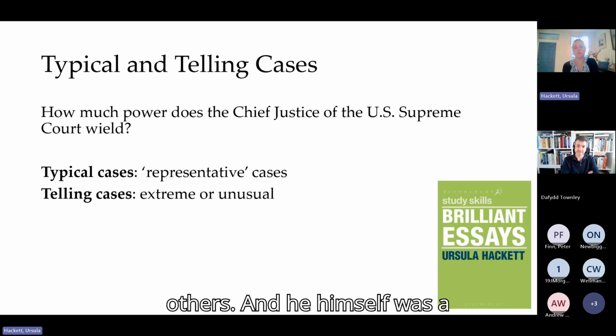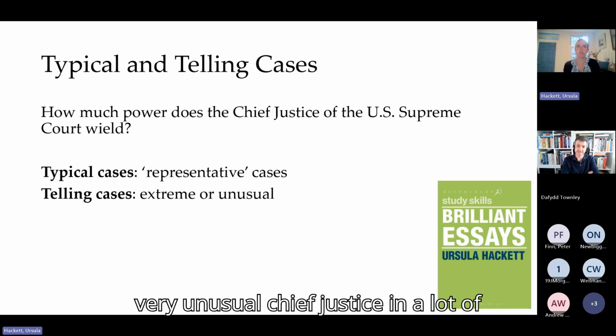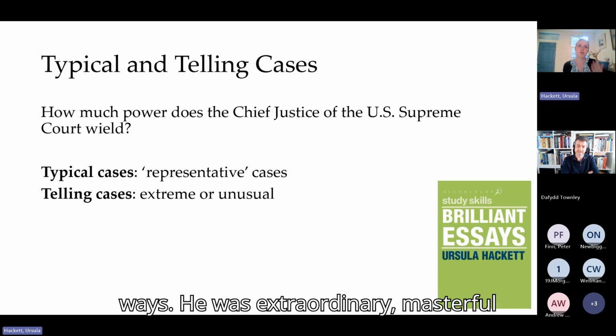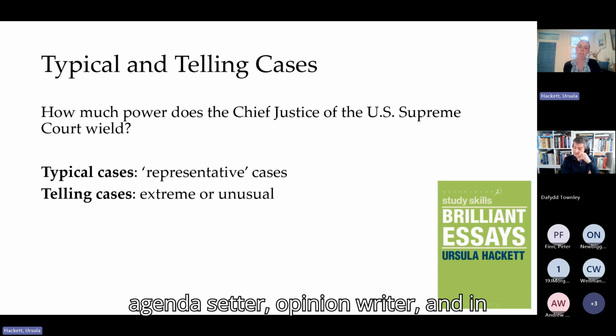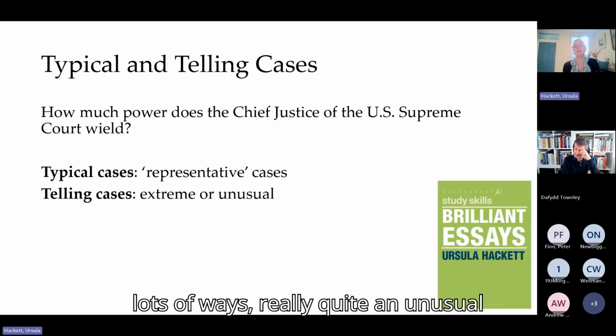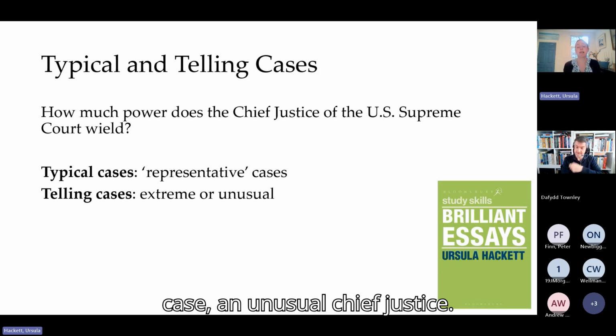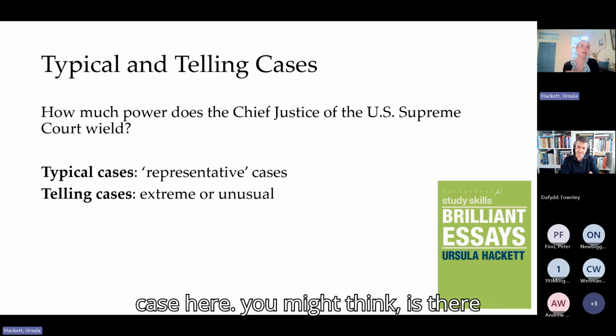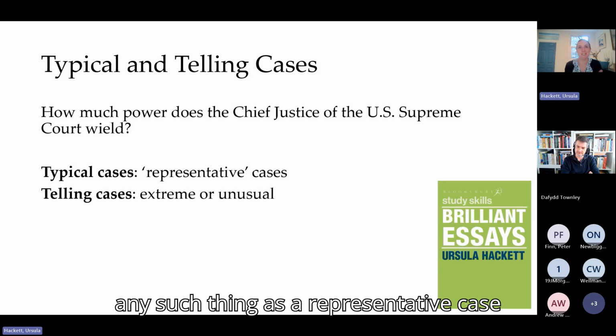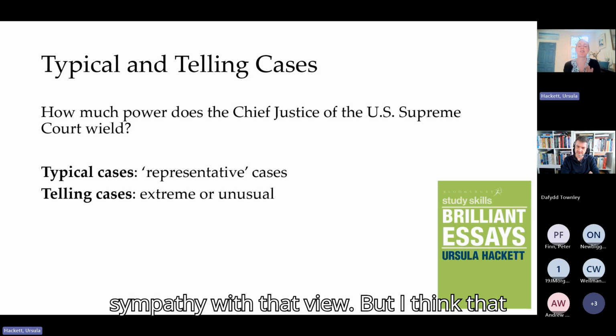And he himself was a very unusual Chief Justice in a lot of ways. He was extraordinary, a masterful agenda setter, opinion writer, and in lots of ways, really quite an unusual Chief Justice. So we'd think of him maybe as a telling case here. You might think, well, is there any such thing as a representative case in this instance? And I would have some sympathy with that view.